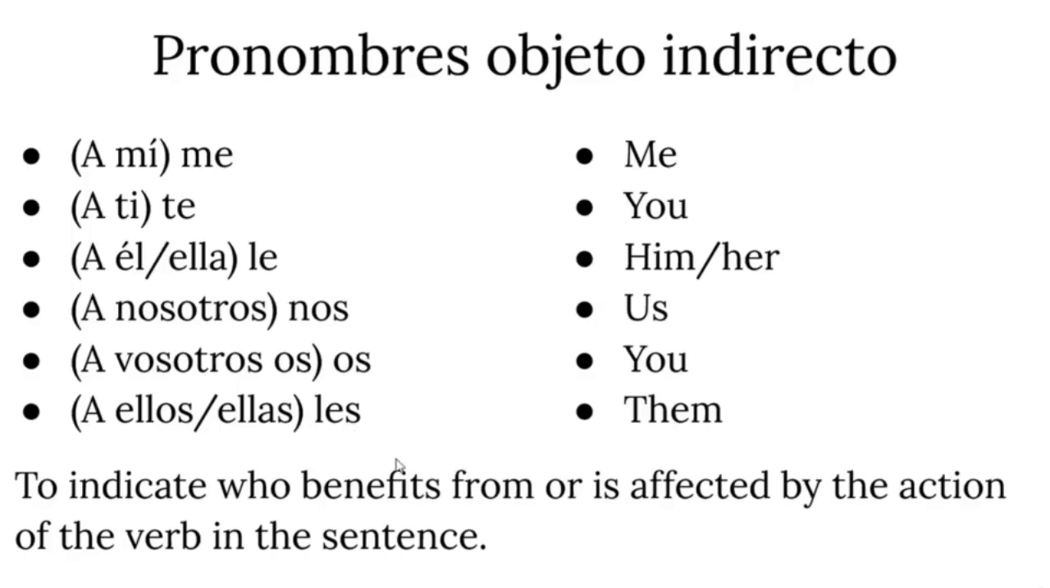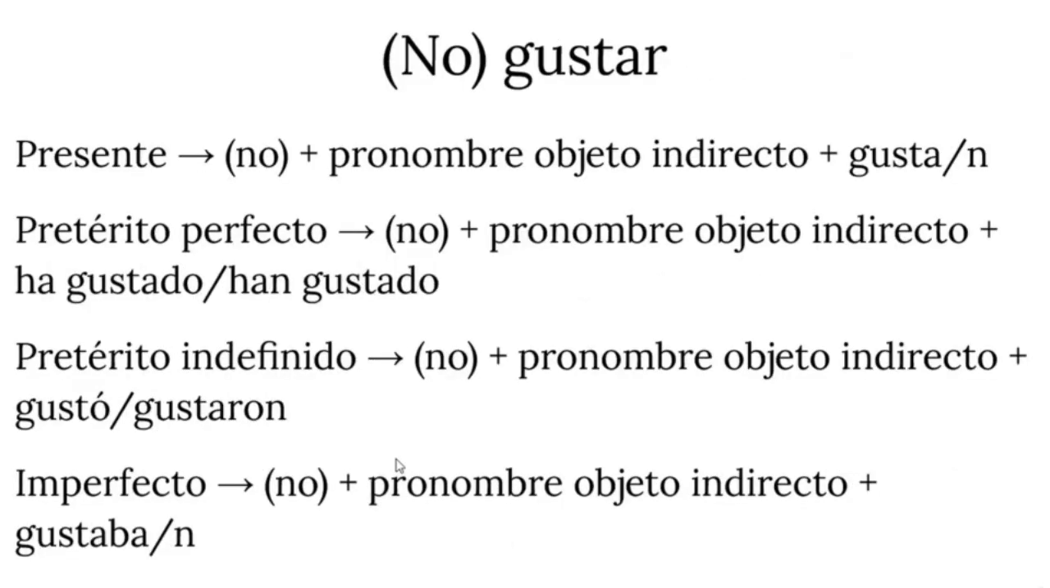So let's see the verb no gustar or simply gustar, how to form these words. In the presente, the verb is always the same. Depending on singular and plural it changes, but it is the same for every person, every pronoun. So at the presente, we have no, then the pronoun me, te, le, nos, os, les, or a mí, no me, a ti, no te, etc.